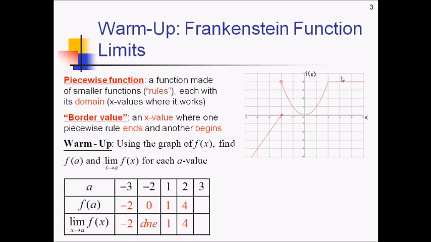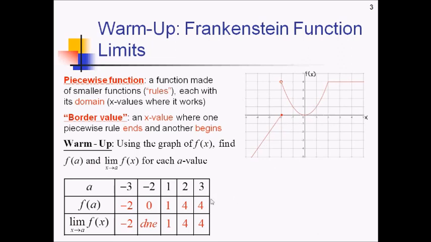And then finally, the non-border value of 3, we have a y value there of 4, so that's f of 3, and the limit at 3 is also going to be 4 as you look at it from the left and the right side. So just looking at this table, let's see if we can strategize for when we don't have a picture to work with.